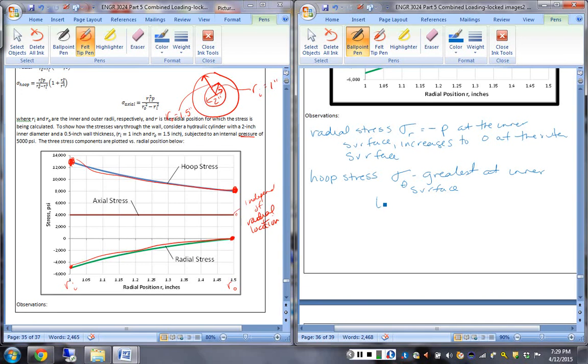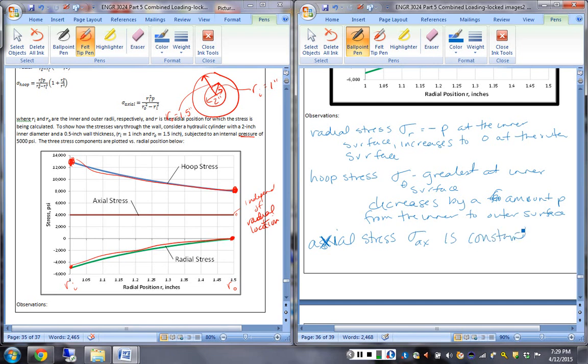And it decreases by an amount P from the inner to outer surface. And last, as we pointed out first, our axial stress is constant.